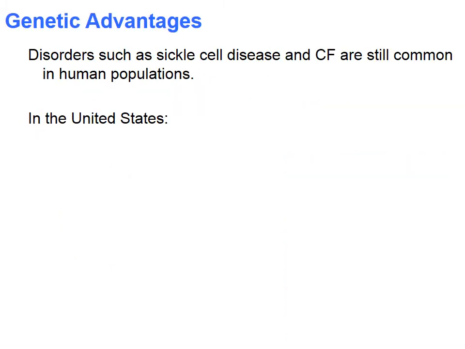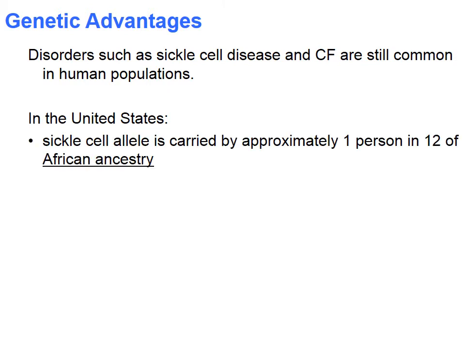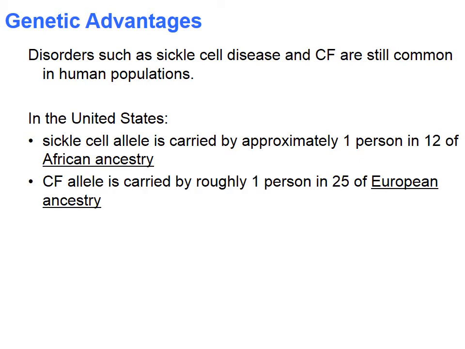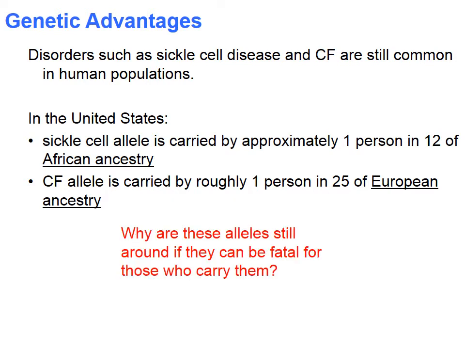So disorders such as sickle cell and CF are still common in human populations. 1 in 12 people of African ancestry have sickle cell, and 1 in 25 people of European ancestry have the cystic fibrosis one. So even though these diseases can be fatal, why are they still around? Well, have enough people died from it or not?